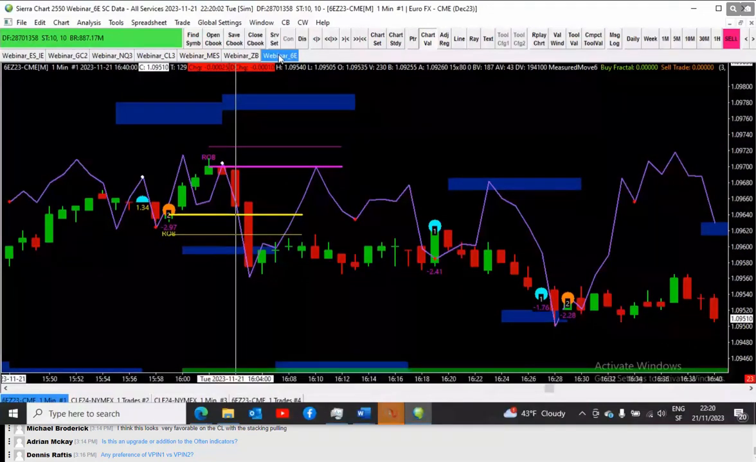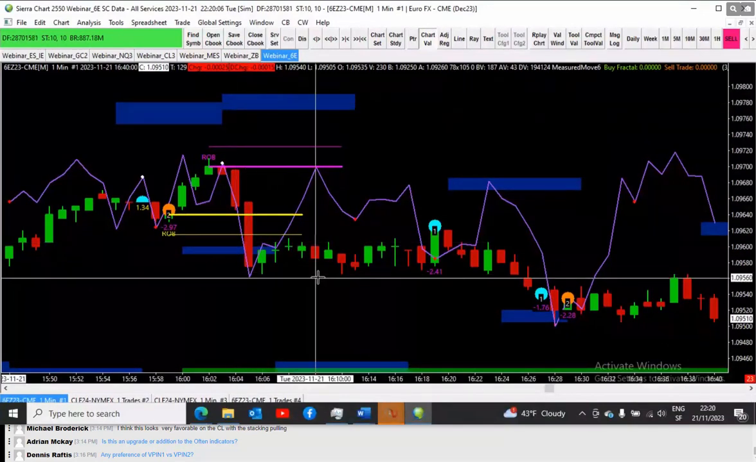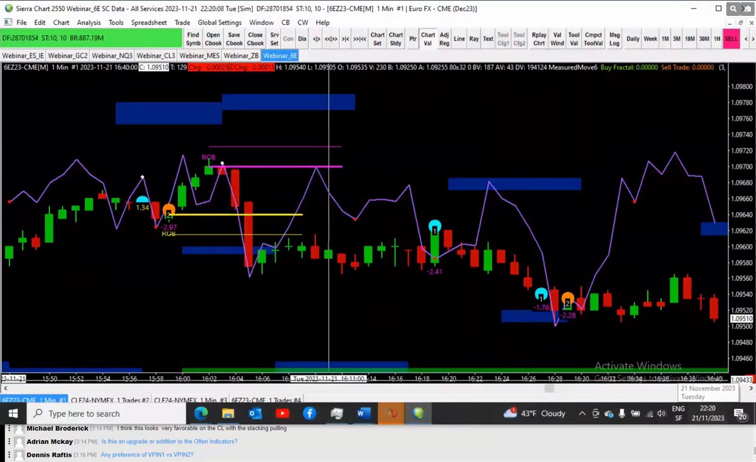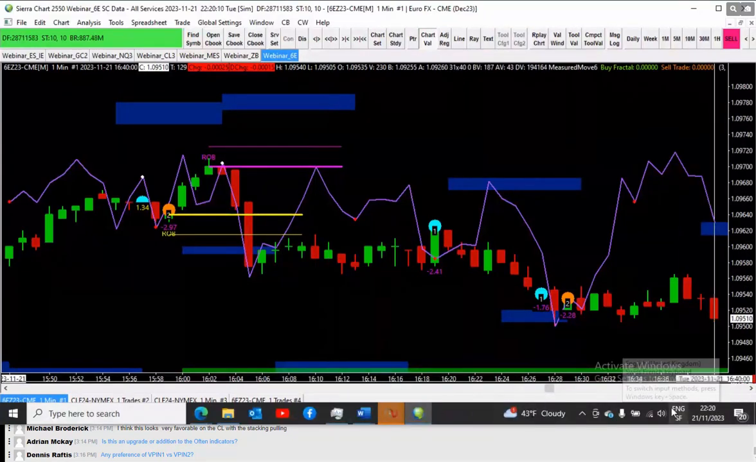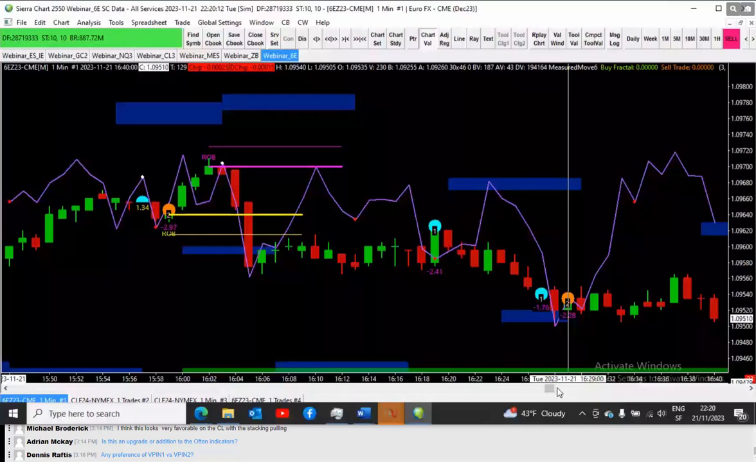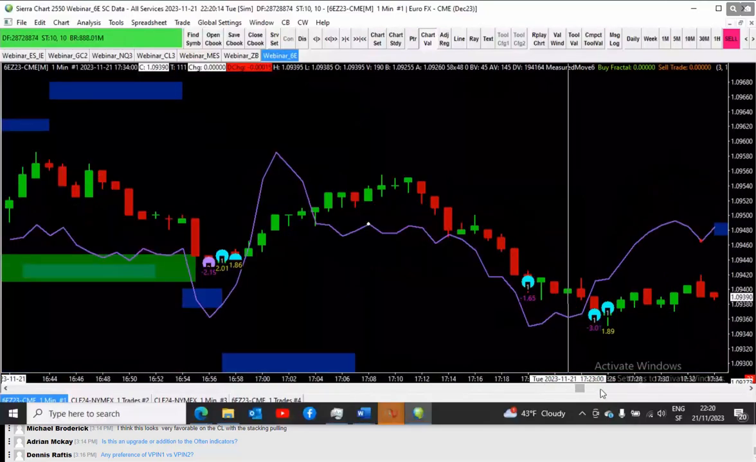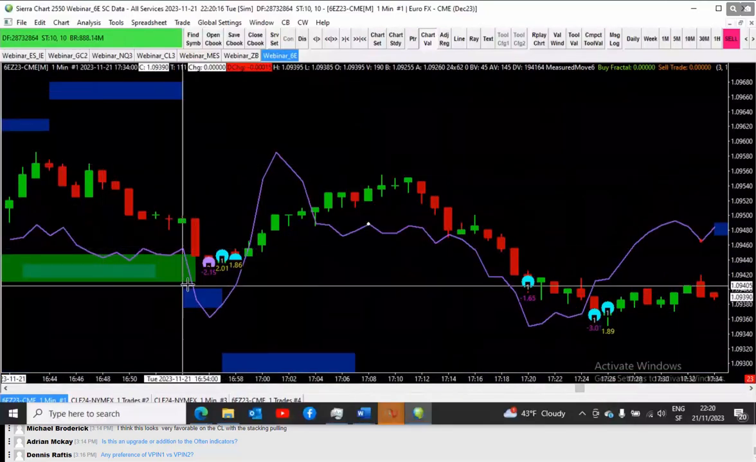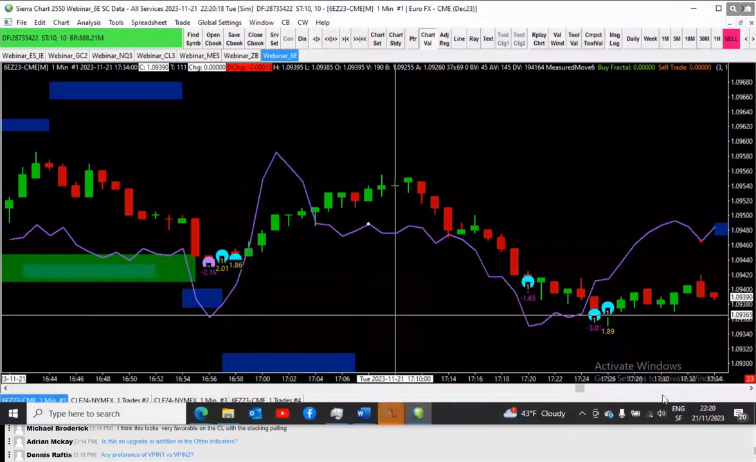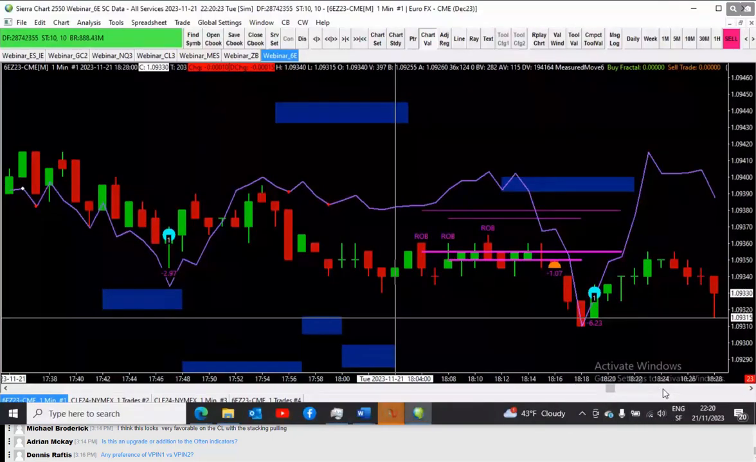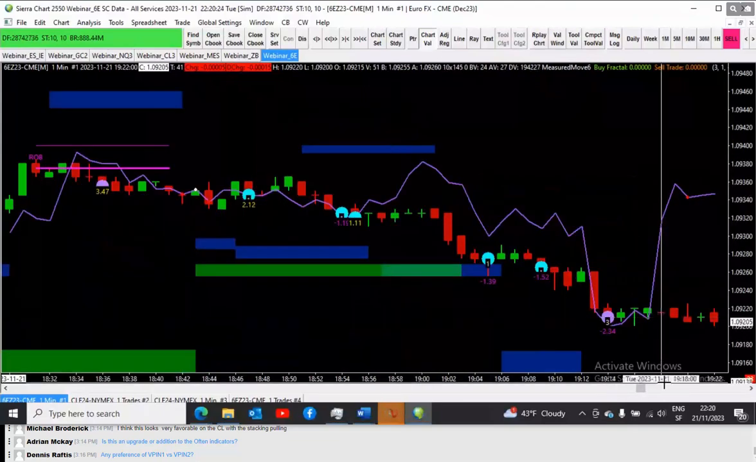That one was 6E, in case anybody's interested in currencies. But again, it's the same sort of deal, just using a similar set of indicators. See where it always bounces off these green blocks. And they're on there, as I say, quite a long time before the price actually gets there. So you're in good shape.